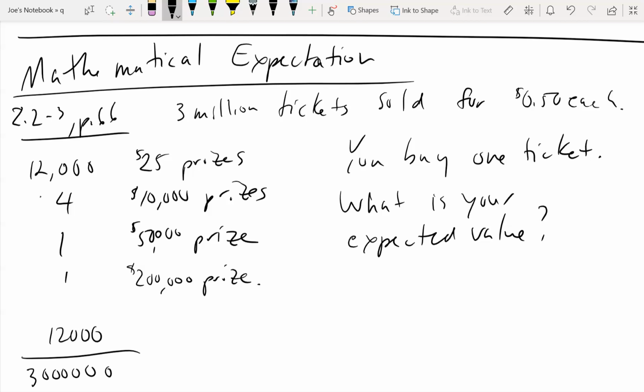So what this fraction here gives you is a percentage of the time that you'll win $25. So if I want to do a weighted average of these things, I will win $25 this percentage of the time, right? So I would multiply this by the 25.